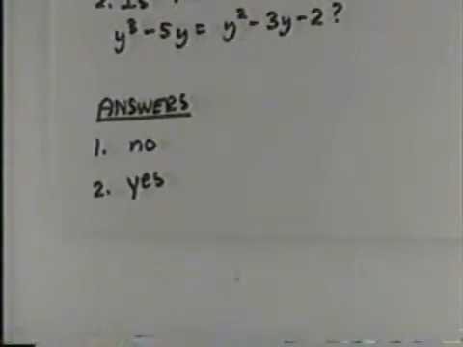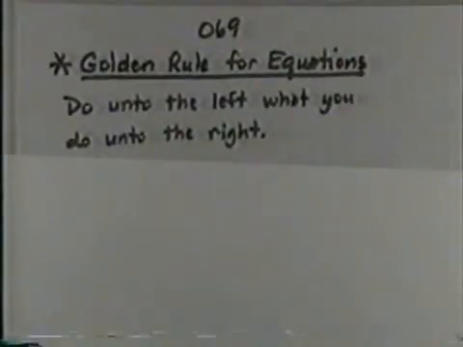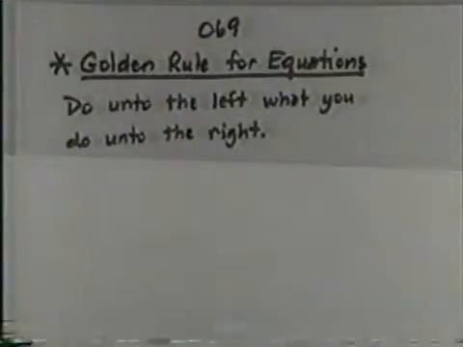This brings us to our next objective, which is solving equations. When we solve equations, we have what I call the golden rule for equations. The golden rule for equations. This one you must follow always. This is a major rule. Be sure to learn this rule thoroughly.